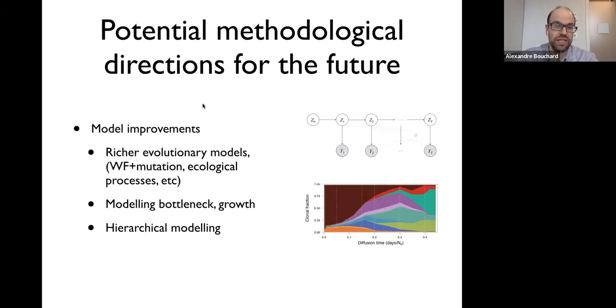Some other improvements: richer evolutionary models, so incorporating mutation, potentially ecological processes. Right now, it's only competition, but you could imagine having some cooperation maybe. An important one is to model these bottleneck events, which I believe would be a good addition to the model. And hierarchical modeling, meaning that a lot of these different time series are inferred separately, but there's an obvious ground here for hierarchical modeling. So lots of good projects for students that are looking for ways to improve modeling of these fitness time series.